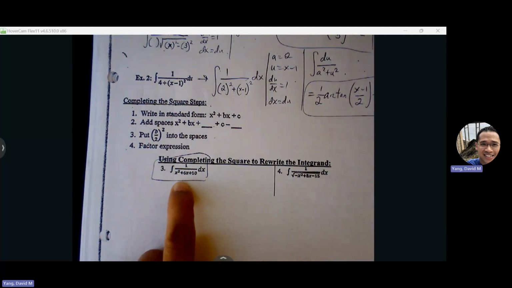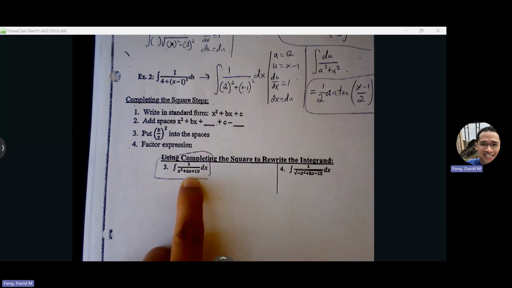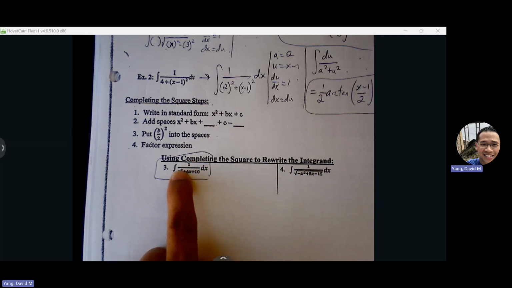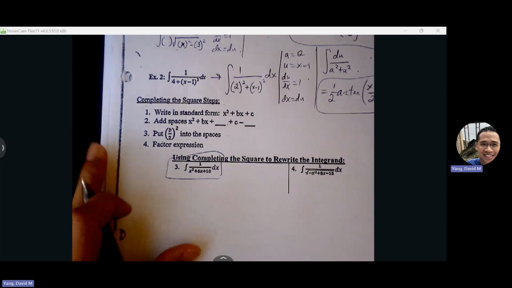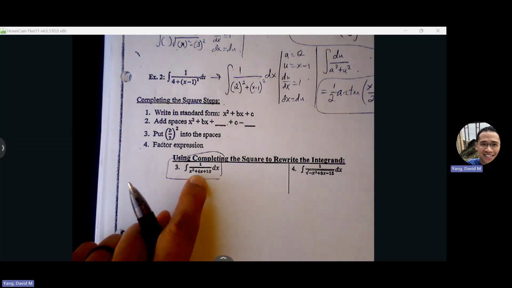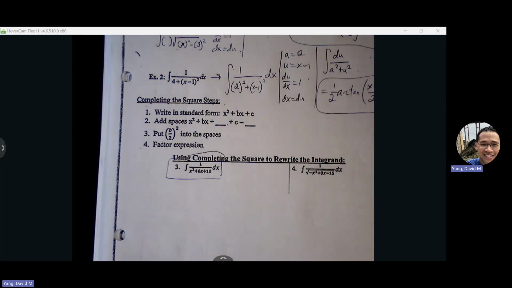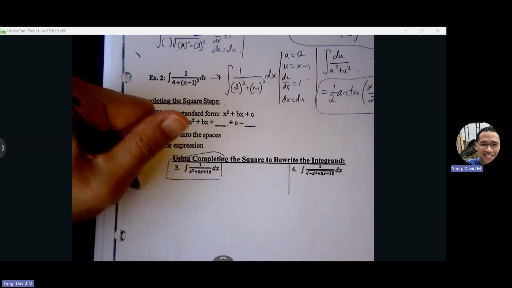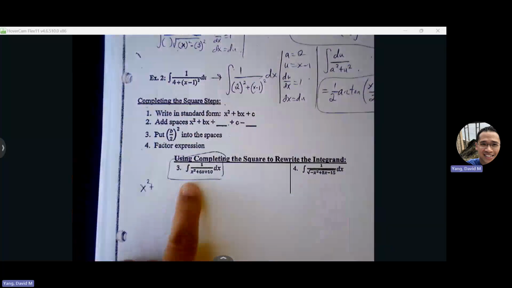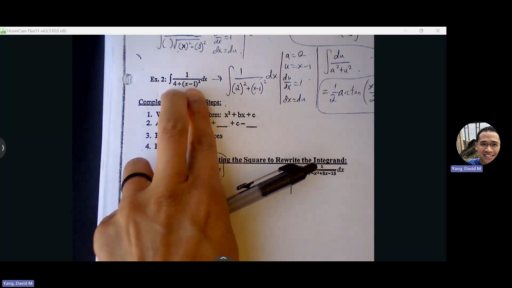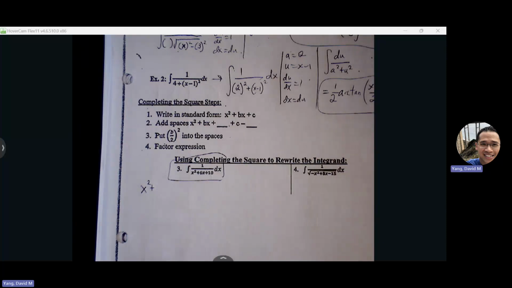Use completing the square to rewrite the integrand. Here we have the integral of 1 over x squared plus 6x plus 10. How do we know that this is arc trig? Because there's degree 0 above and degree 2 in the denominator. There's a gap with the higher degree being in the denominator. And this is not an easy form for us to identify our u squared and a squared. So we're going to complete the square to get this into a better form, like what we saw with example 2, so we can clearly see a squared and u squared completely separated from each other.